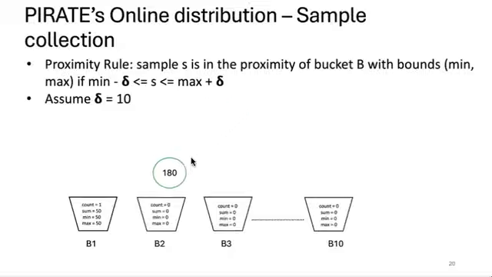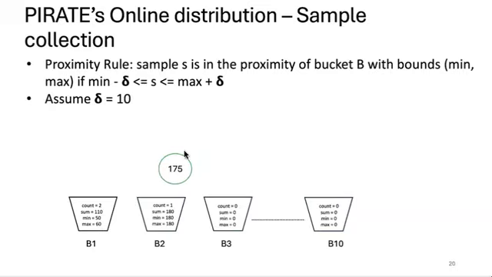Now, when the second sample 180 comes, since it is not in the range of 40 to 60, we add it into a new bucket and initialize its bounds and sum and count. When the third sample 60 arrives, since it is in the range of the bucket B1, it will be updated within the bucket B1 and its min will remain as 50. Its max is now updated to 60. Sum is updated to 50 plus 60 and count is updated to 2. Now, one interesting thing is that the range for the bucket B1 has now changed from 40 to 60 to 40 to 70.